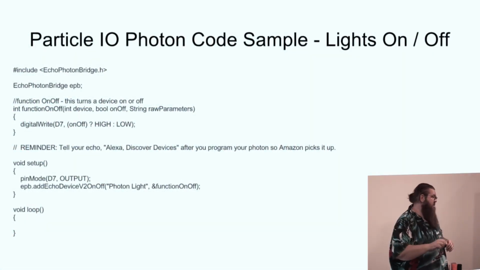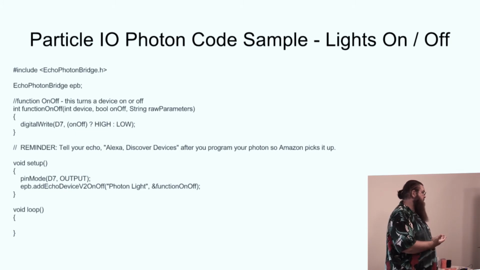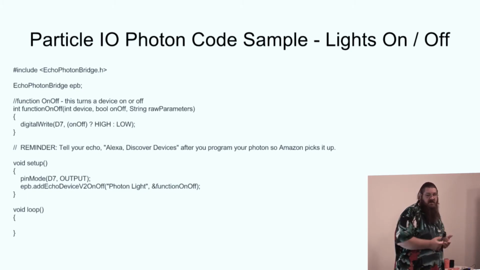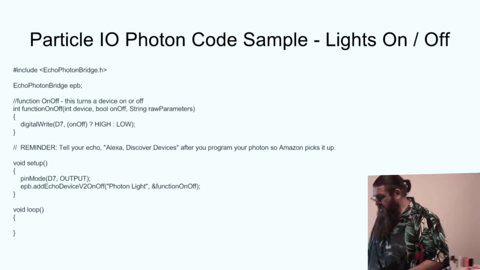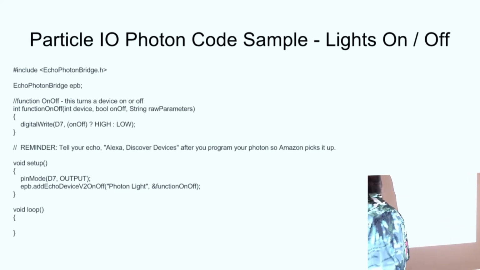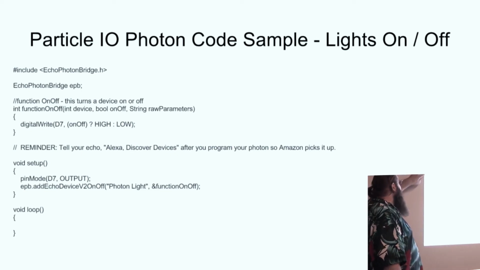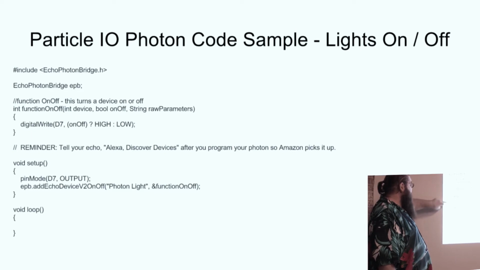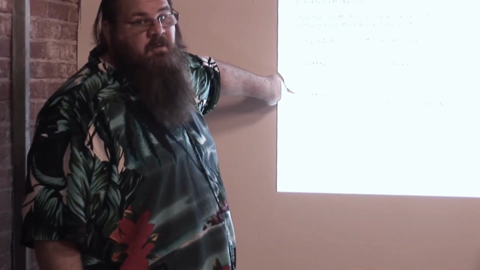This is the actual code that runs on the Photon. What my skill does, and the library that goes with it, is abstract away everything that we've talked about here today, and make it very simple to implement. As you can see when we look at the code, it won't take us long to go through it. This is my library. I instantiate a copy of the library itself. This is my setup. I'm making a pin an output.